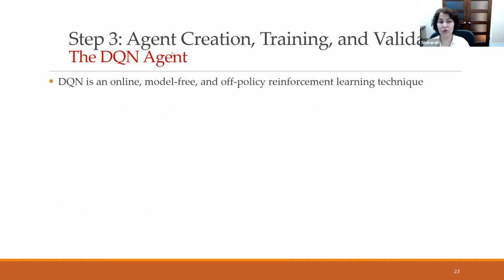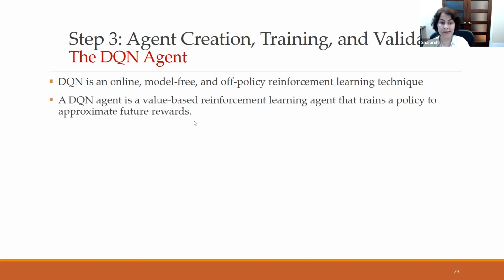And so 2 agents have been developed. One of them is the DQN agent, which is an online, model-free and off-policy reinforcement learning technique. Online means that the learning is done in an online mode by interaction with the environment. It is model-free because it doesn't assume any modeling behind it, and off-policy means that for decision-making it utilizes all the policies that have been developed by interaction with the environment.